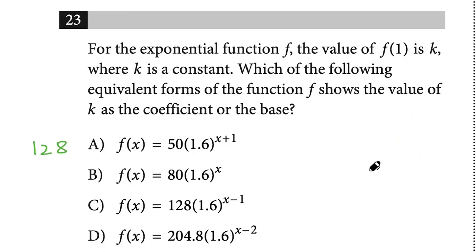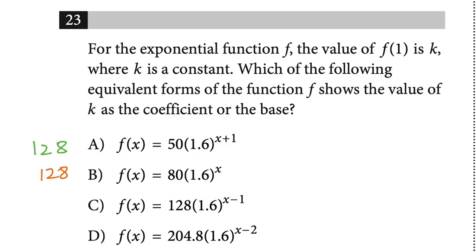For option B, if you put f of 1 in option B, f of 1, and then 80 times 1.6 to the power 1, if you multiply 80 with 1.6, you get 128. Again, the same answer. Now let's check for option C.